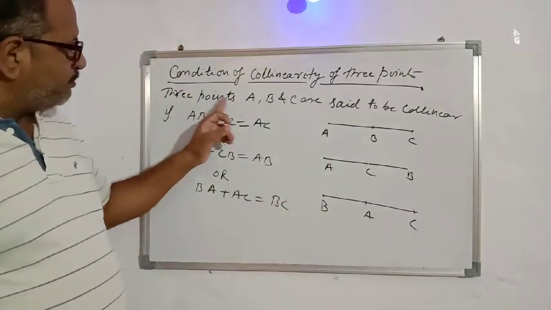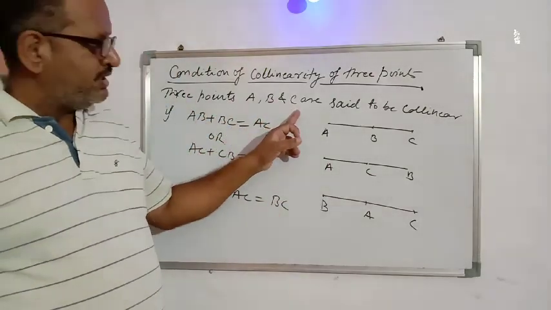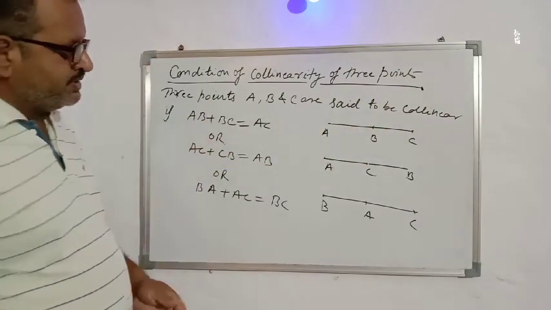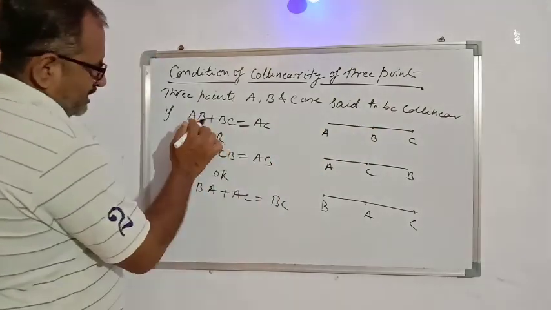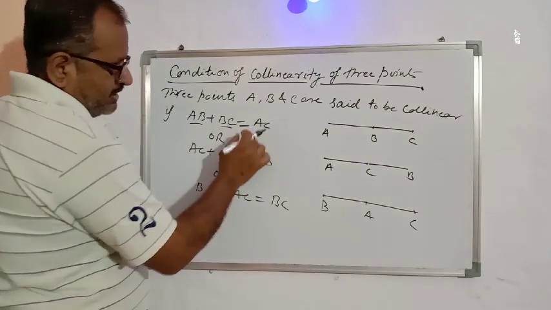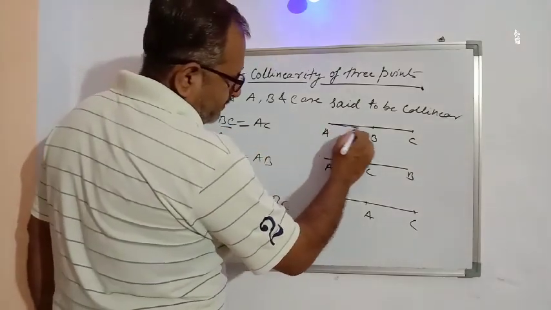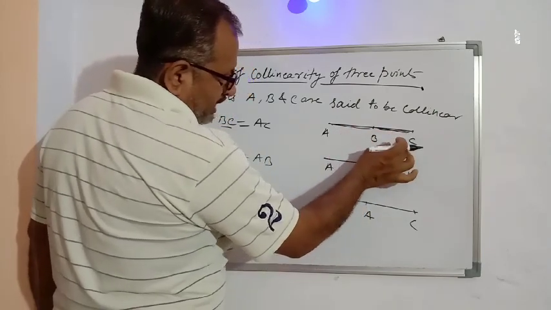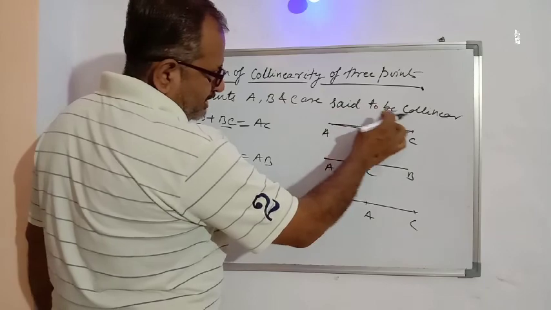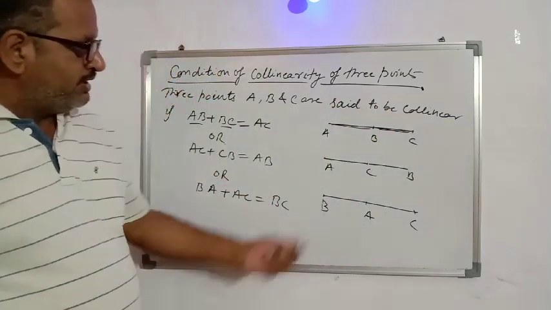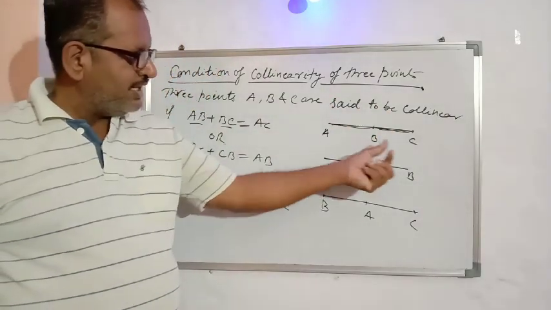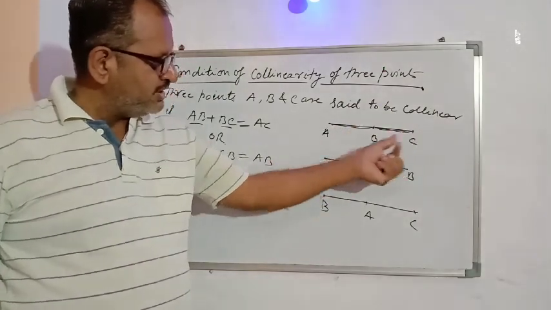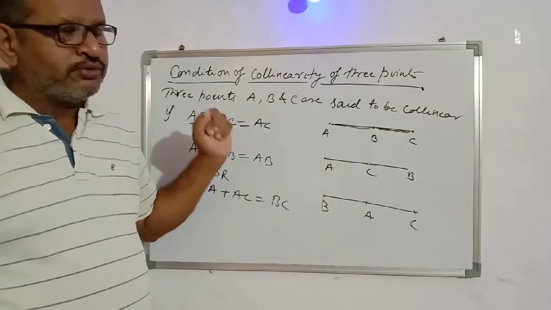So see here, 3 points A, B and C are said to be collinear if AB plus BC is equal to AC. AB means this line segment and BC this line segment. So the sum of these two line segments is equal to the third line segment AC. In this case, B lies in between A and C, so AB plus BC is equal to AC. Then we can say that A, B, C are collinear.